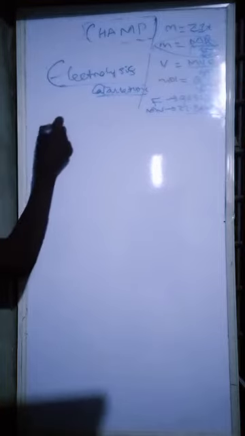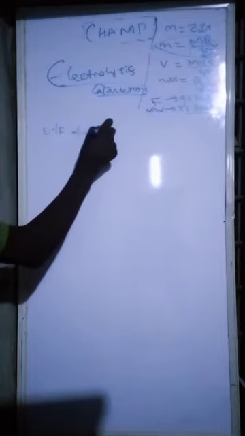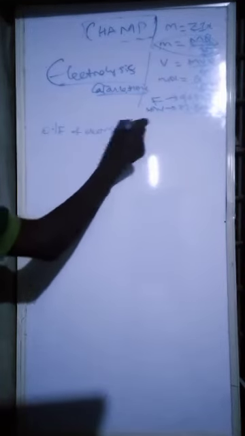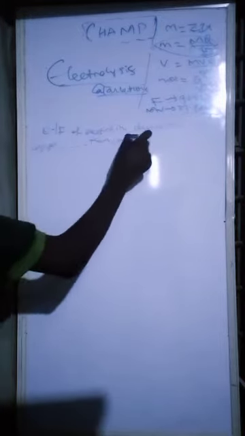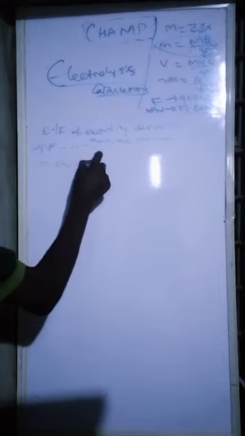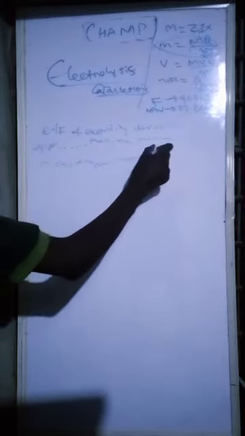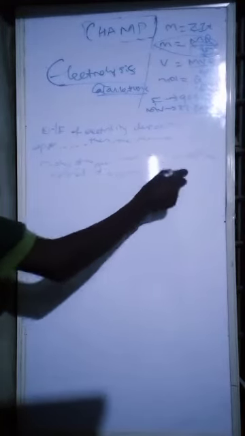0.1 Faraday of electricity. I'm sure you are trying this out already. Deposited 3.2 gram of copper in the electrolysis of an aqueous solution. Then the number of moles of copper that will be deposited by 0.6 Faraday of electricity is. Let's move.